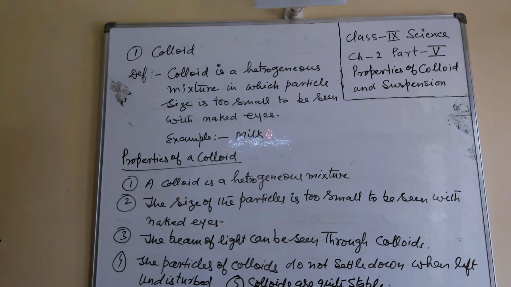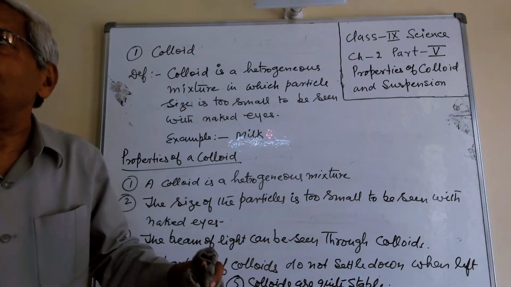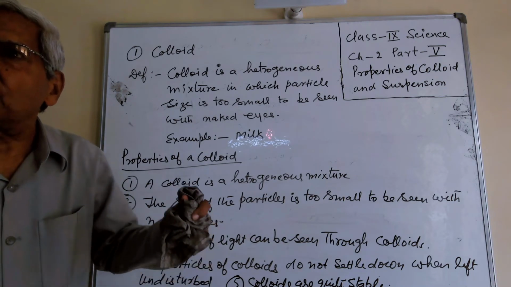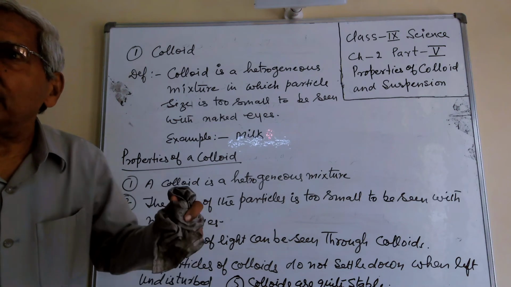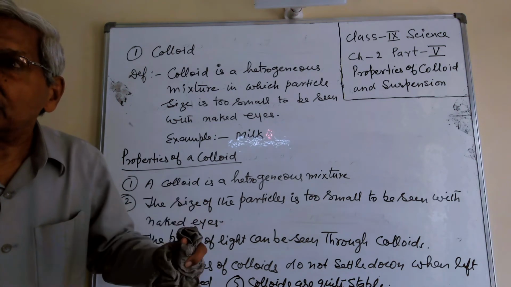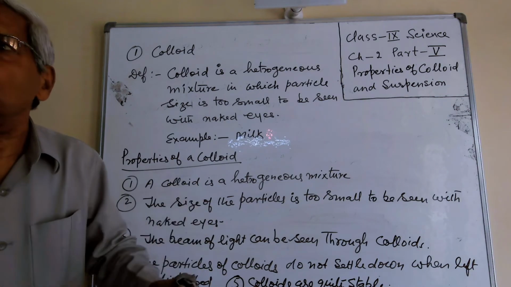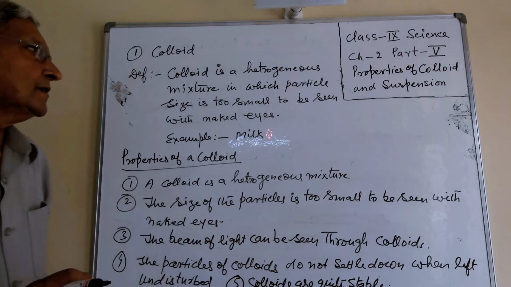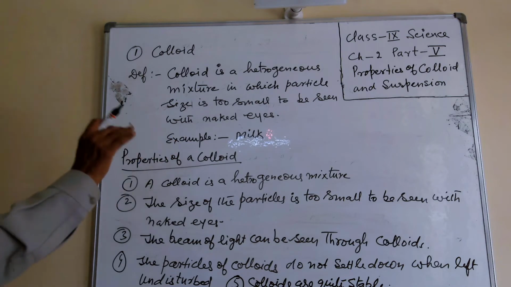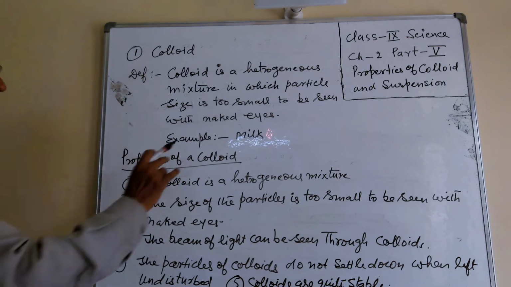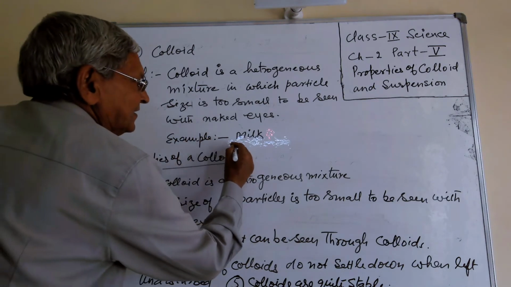Colloid seems like a homogeneous solution. One thing I want to tell you, the colloid will seem like a homogeneous solution, but it is a colloid. An example of this is milk. Milk is a colloid.